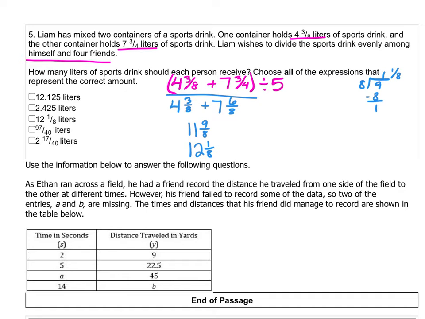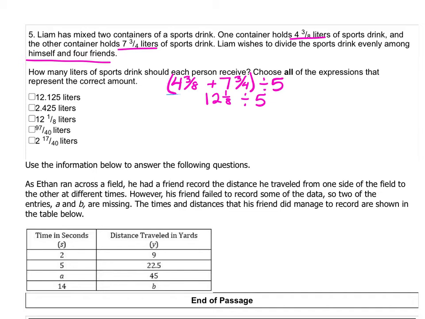Okay, now we want to divide that by 5. So I'm going to rewrite that here. Let's write it here: 12 1/8 divided by 5. Okay, so when we're dividing fractions, we want to write both as fractions. We don't want to leave it as a mixed number, so we can write these both as improper fractions.